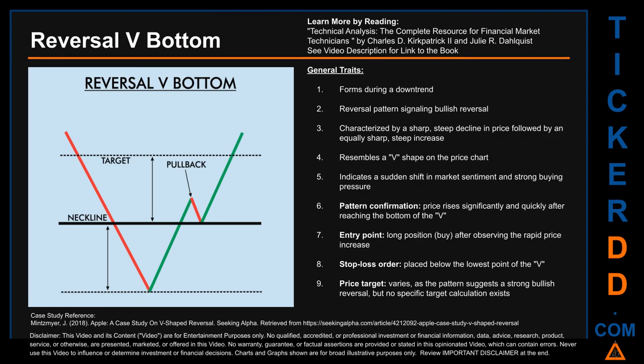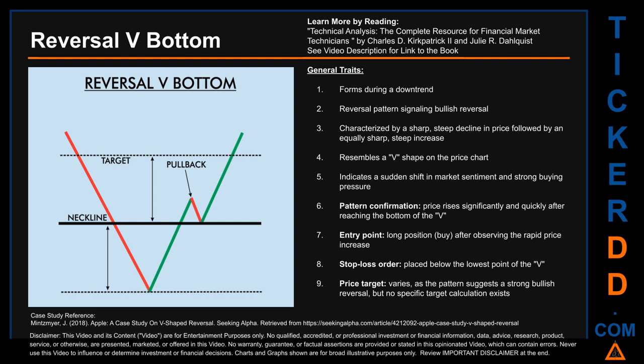The V-shaped reversal is a bullish chart pattern in technical analysis that signals a potential reversal of a downtrend. It is characterized by a sharp and sudden reversal in price that forms the shape of a V on a price chart. Here's a simple explanation of its components.